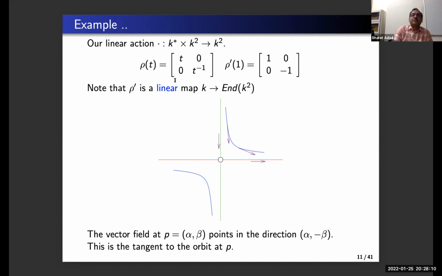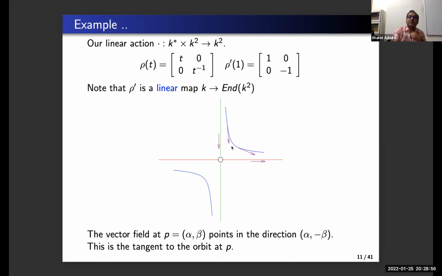So if I take the derivative of this at the element 1, which is the identity of k star, I will get this linear map from k to the linear space of 2 by 2 matrices, and the element 1 will get mapped to (1, 0; 0, -1). If I look at this Lie algebra representation and at a point (alpha, beta) in this two-dimensional space, and apply this linear operator on that vector, I'm going to produce the vector (alpha, -beta). Essentially, this is saying that the infinitesimal movement of (alpha, beta) is going to be in the direction (alpha, -beta).